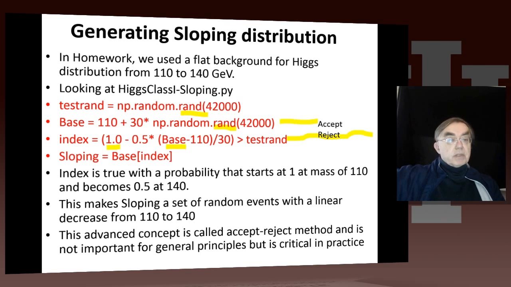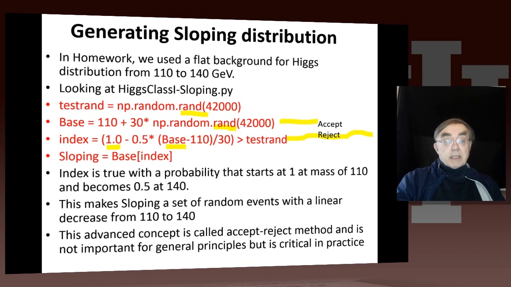You generate events according to that flat distribution. Then you look at the parameters of the event, which in this case is only one number, the mass. Then you look at the relative probability you want. It starts at 1 at 110, goes to a half at 140, so it's 0.75 at 125.